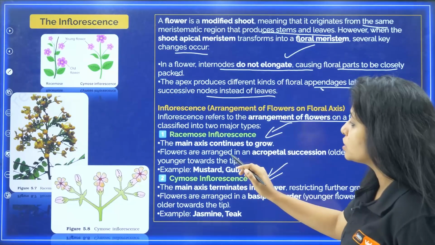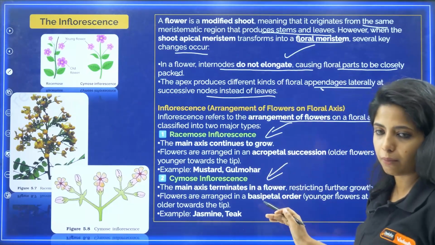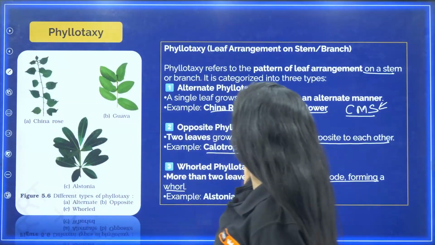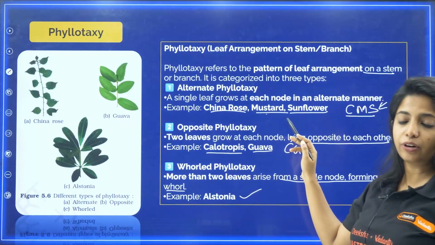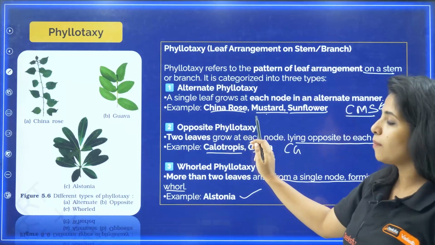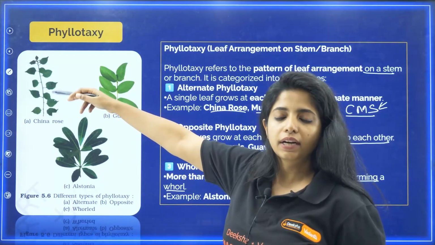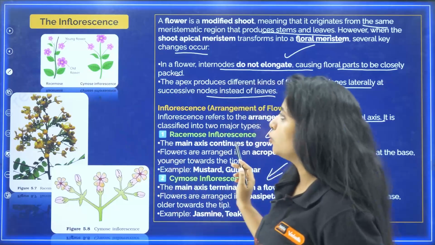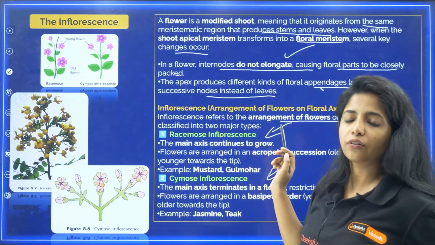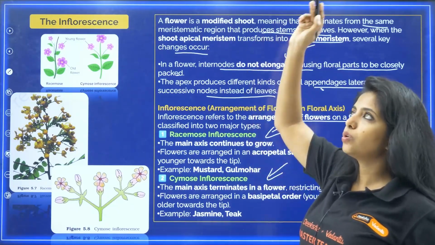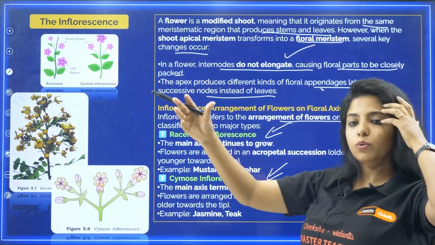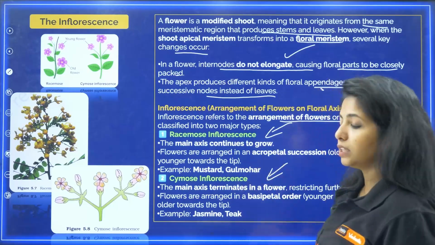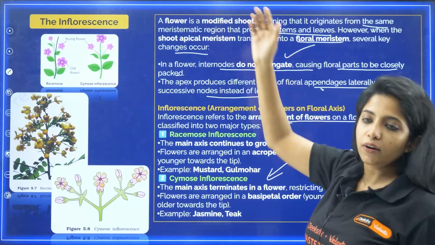Now, examples are mustard and gulmohar. Please remember it. You have mustard and gulmohar. Here also we saw mustard, right, in alternate phyllotaxy also we saw mustard. So please imagine a mustard plant having alternate leaves like this, and then please imagine it to have flowers showing what? Racemose inflorescence. That means the stem is just going and they have flowers at the lateral side, not at the tip. So mustard and gulmohar show racemose inflorescence and also alternate phyllotaxy.